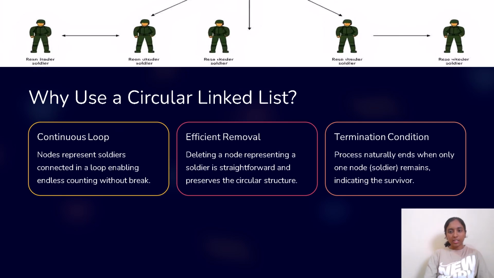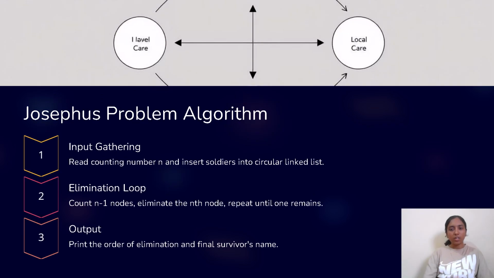Next slide is why use a circular linked list? It is perfect for this problem. First, it is a continuous loop. Since we need to keep counting around the circle again and again, a circular list allows smooth traversal without resetting. And second is efficient removal. Deleting a node is simple and doesn't break the structure. Third is a natural end condition. When only one node is left, the process naturally stops. In short, a circular linked list lets us replicate the circular behavior of the soldiers easily. Next is the Josephus problem's algorithm.